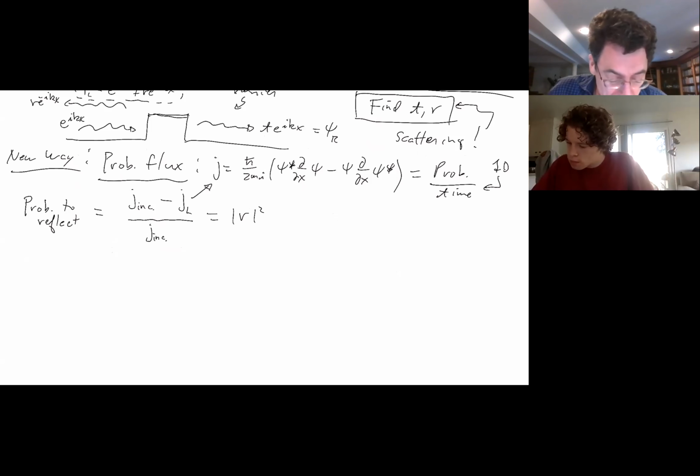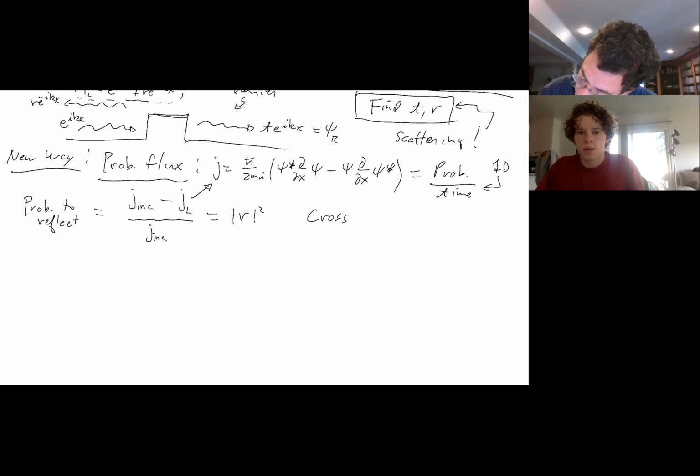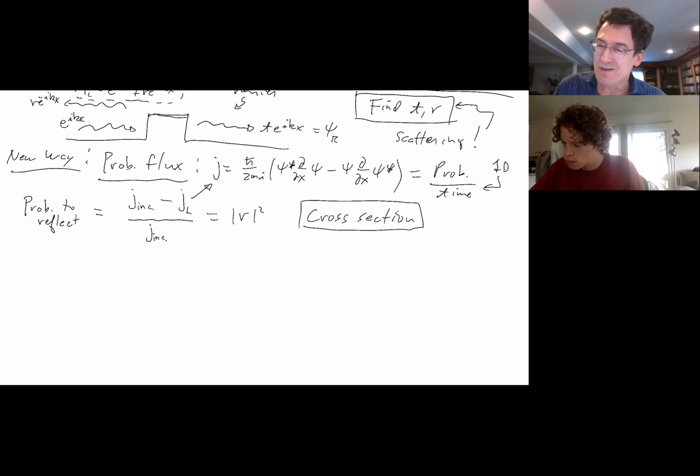And similarly, in the new language, we can call this the cross section. I know that you've all heard of that word before, cross section, but most of you probably don't really know what it even means. But you know it has something to do with scattering, like the probability to scatter is cross section. And so this really, in some sense, is the cross section of this process.